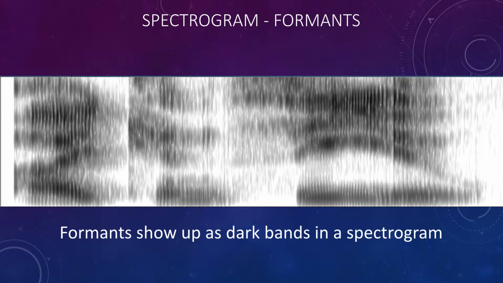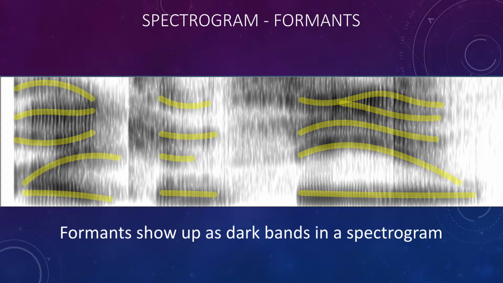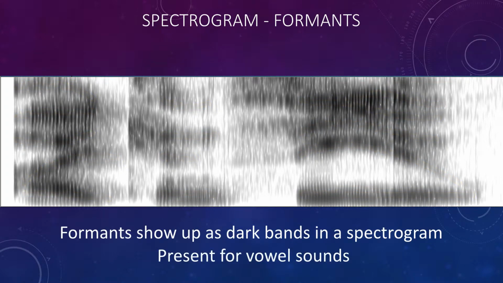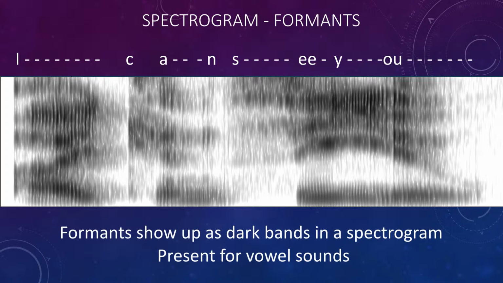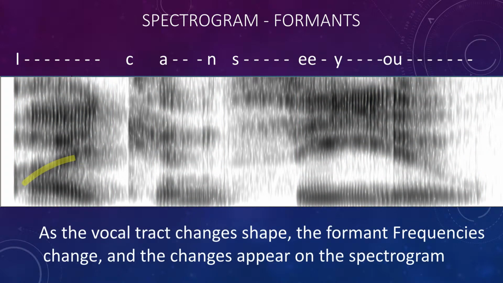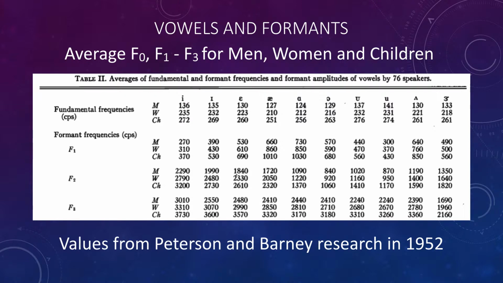Formants. Formants show up as dark bands in a spectrogram. Remember that darkness on a spectrogram means high amplitude. This is a spectrogram of the phrase, "I can see you." Formant bands are most prominent with vowels and other voiced sounds. You can see how the second formant changes dramatically with the "I" in "I" and the "EU" in "see you." The mouth changes shape for all of these sounds, and the spectrogram clearly shows how these changes result in resonant frequency changes.